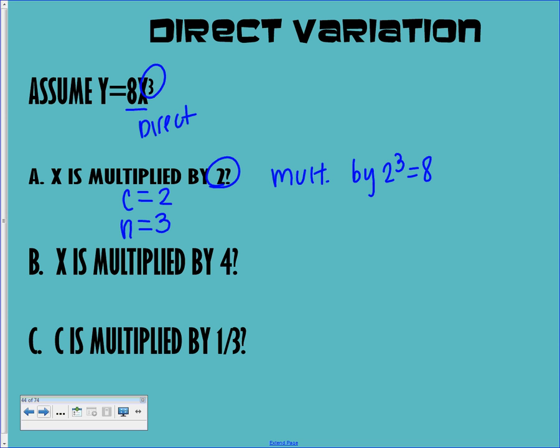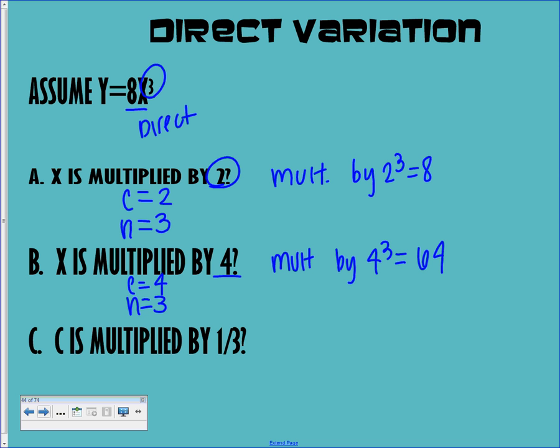So if I multiply that x by 2, my y value will be multiplied by 8. What if I multiply it by 4? Well, now my c changes to 4, and my n is still my exponent from my equation, which is still a 3. It's still a direct relationship, so I'm still going to say multiplied by 4 to the third, which is 64.